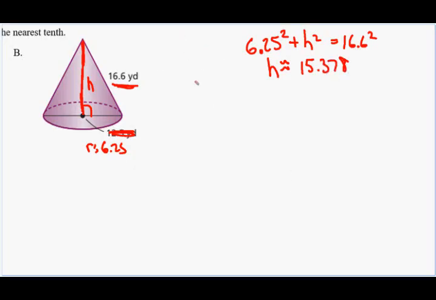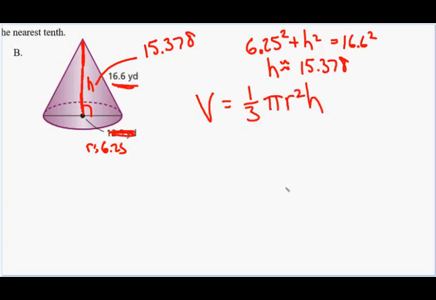So I'm going to erase this. Height here is 15.378. And now we have everything we need, the radius and the height, to use our volume formula. 1/3 pi r squared times the height.